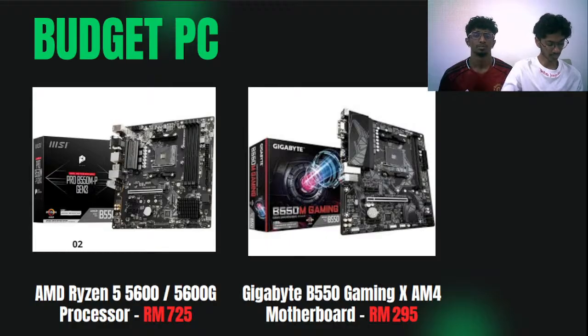So yeah, you guys can see the processor I choose, which is the AMD Ryzen. Yeah, this one costs like 725 ringgit, and it has 6 cores and 12 threads. So yeah, it makes our everyday tasks and multitasking very smooth.